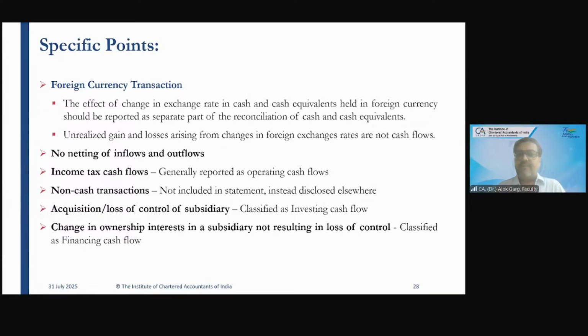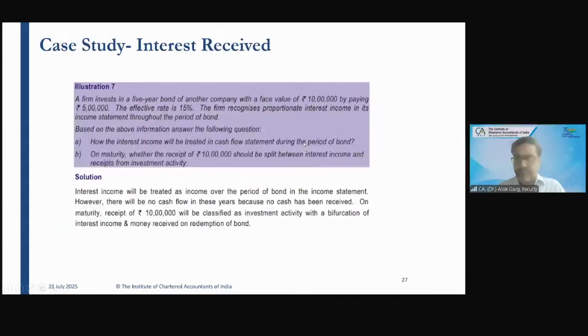Okay. Sir, one doubt, sir. In indirect method, what will we do in operating? We will less it. In indirect method, we will less that 1 lakh as a non-cash item. हाँ, आप उसको 1 लाख रुपए को लेस करोगे.